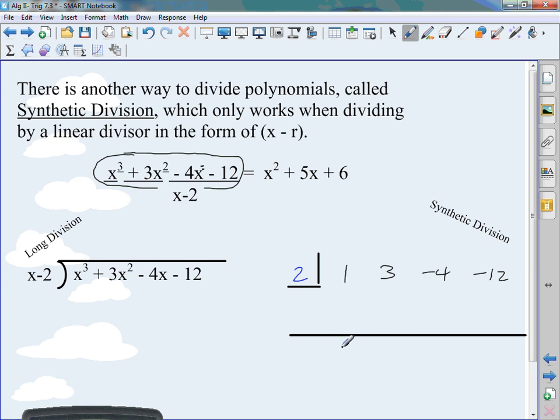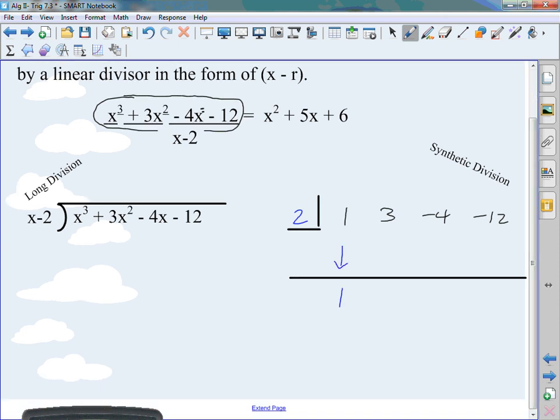Bring down the 1. 2 times 1. Put the 2 there. 2 times 1 gets me 2. What's 3 and 2? Adding, 5.